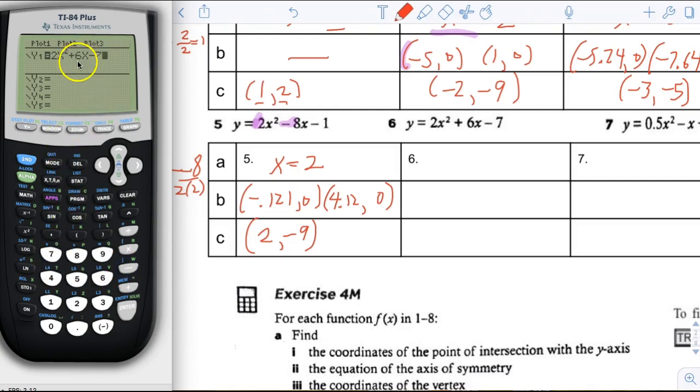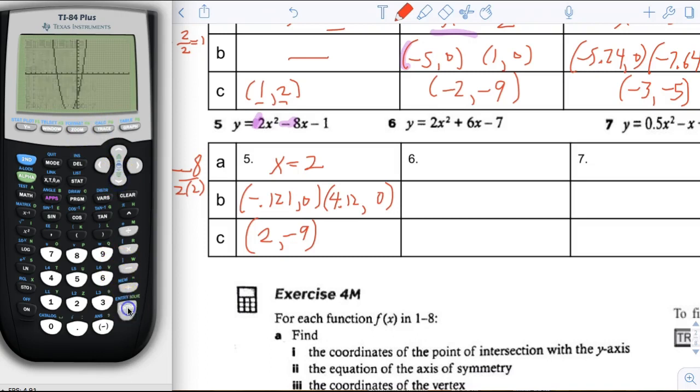All right, so we have now the equation 2x squared plus 6x minus 7. We're going to graph it, and then we're going to find the vertex. And wow, this vertex goes right off the screen, okay? Let's see what happens if we try to find the vertex and it's not even on the screen.